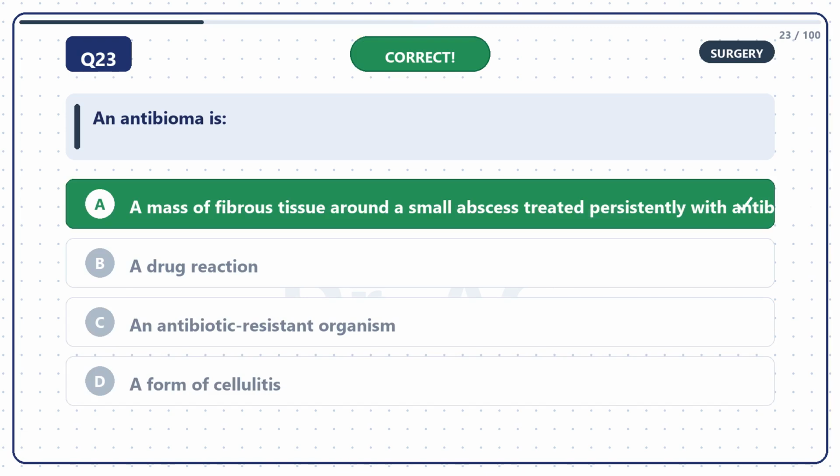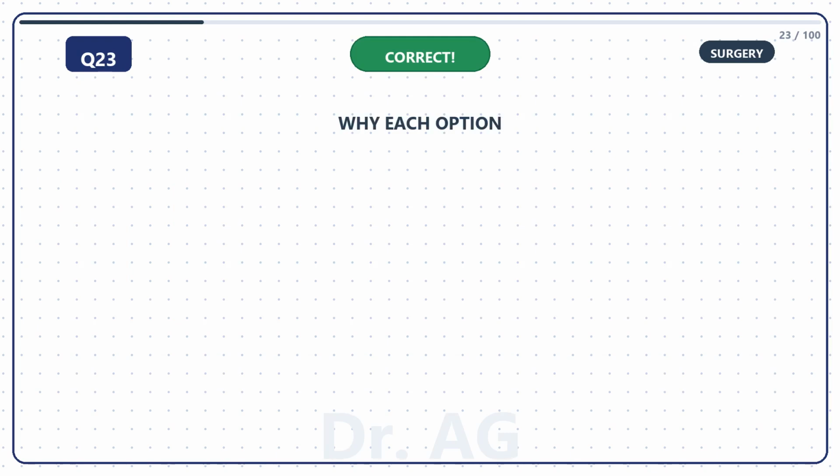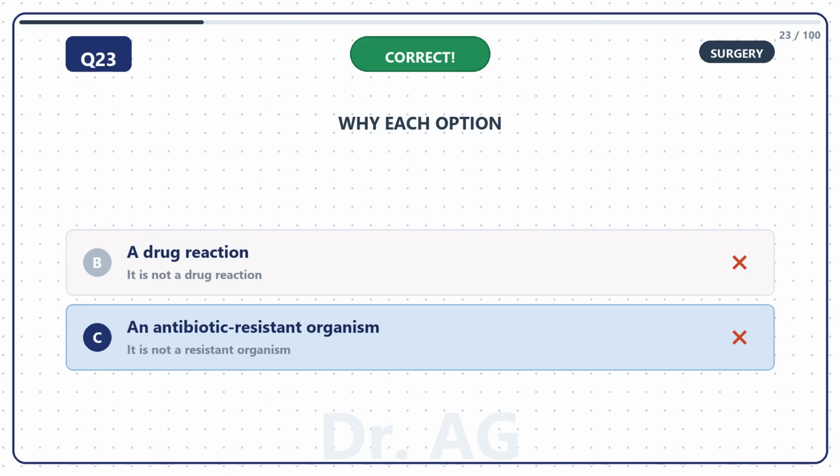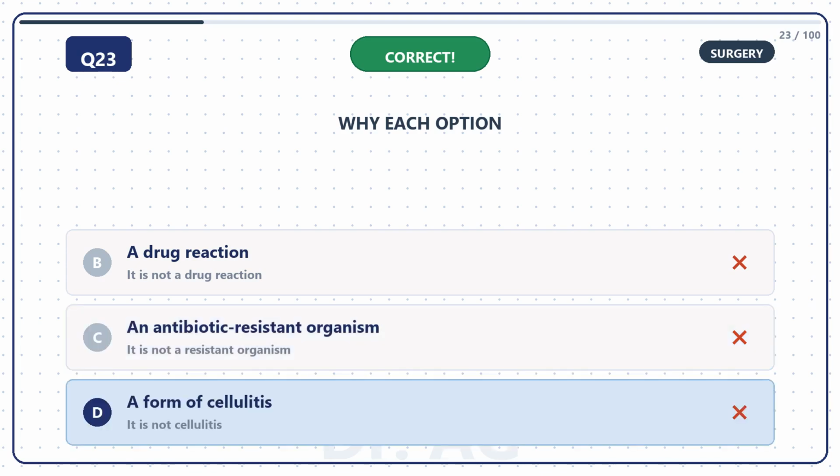The correct answer is option A. A mass of fibrous tissue around a small abscess treated persistently with antibiotics. Let's go through the options. A drug reaction. It is not a drug reaction. An antibiotic-resistant organism. It is not a resistant organism. A form of cellulitis. It is not cellulitis.